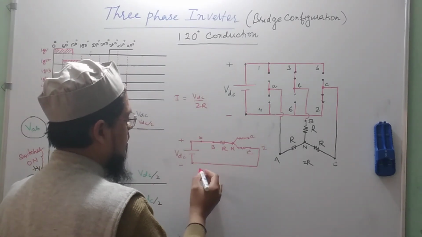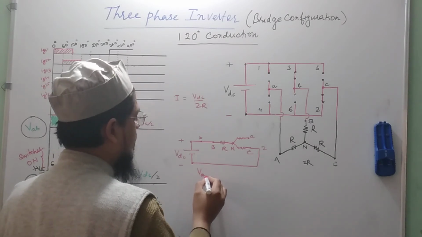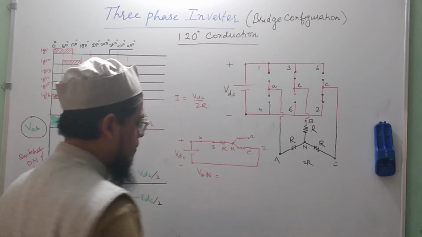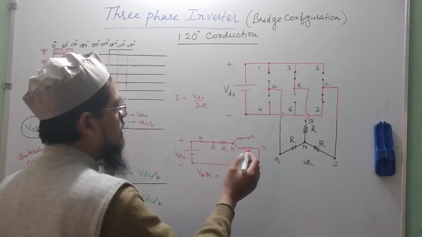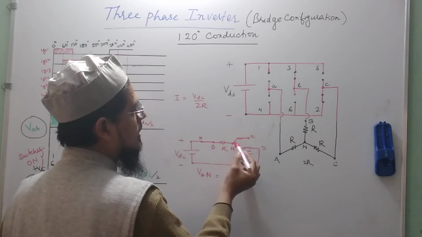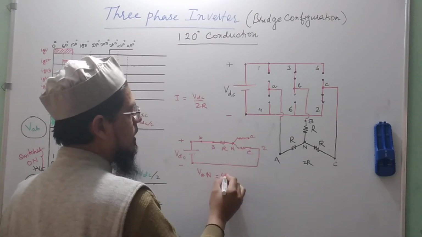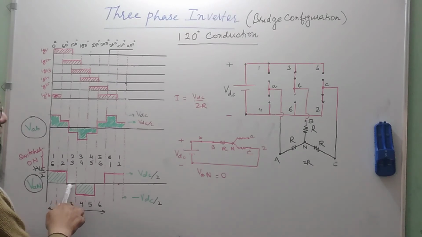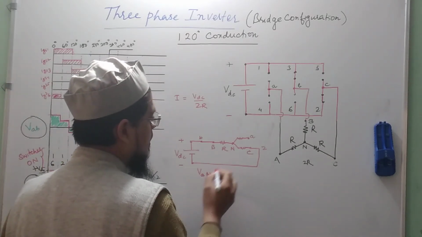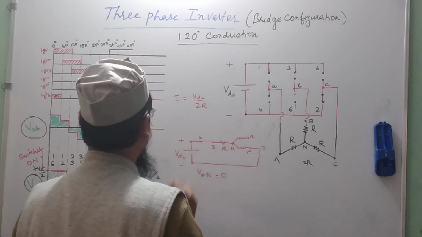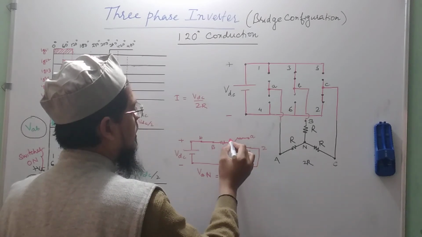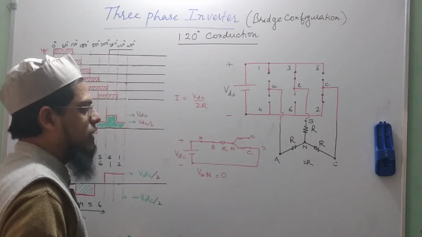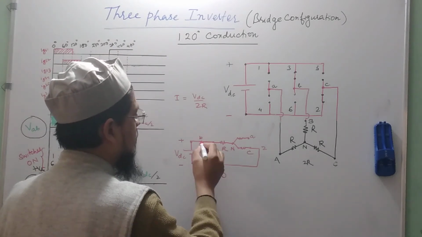So, for this case, VAN, you see that in AN there is no current flowing through it. So, VAN is 0. I have shown it here. What about VAB? So, now this A and the neutral point are at the same potential. Okay, so let us start from this point.